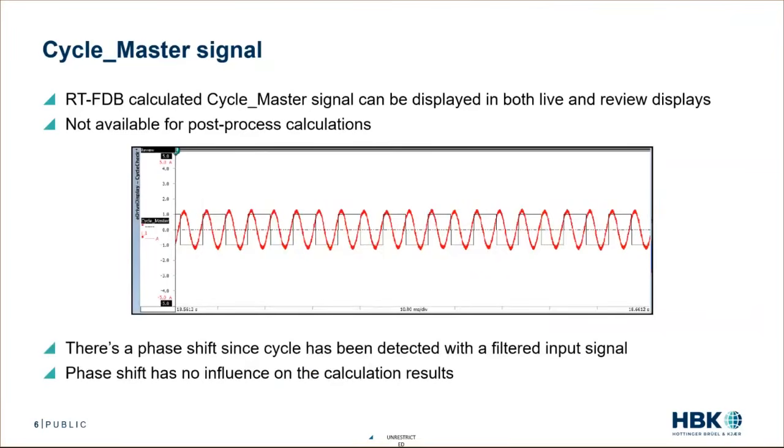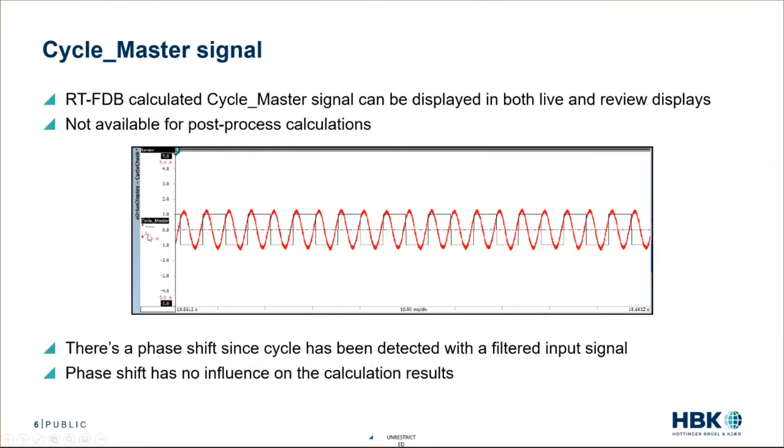So here's an example of what comes out of the cycle detect process. What you're seeing here in a perception display is the current sine wave, and then this cycle master signal is the output of the cycle detect. And so you're always able to view that square wave and see what cycles were detected.